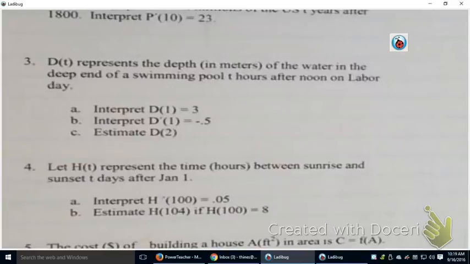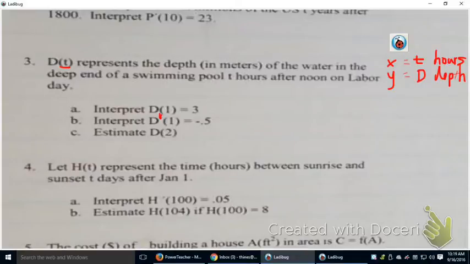Okay, number 3. D of T represents the depth in meters of the water in the deep end of the swimming pool, T hours after noon on Labor Day. Alright, I want you to notice that A says D of 1 equals 3, B says D prime of 1, so there's a prime right there, equals negative 0.5, and C says estimate D of 2. So let's just start back over here. I know that x represents whatever's in parentheses, it's the T, and in the problem, that tells me that that is hours. Y represents the D, which is the depth in meters.